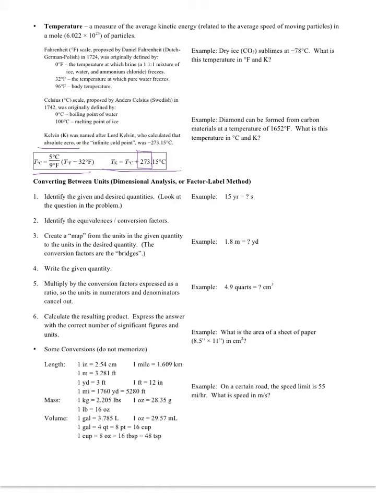The first one over here on the right is dry ice sublimes, and hopefully you recall that sublimation is when you go straight from a solid to a gas and you pass the liquid phase. So at negative 78 degrees Celsius, that's when it turns to a gas. And we want to know then what is that temperature in Fahrenheit, and then what is it in Kelvin.